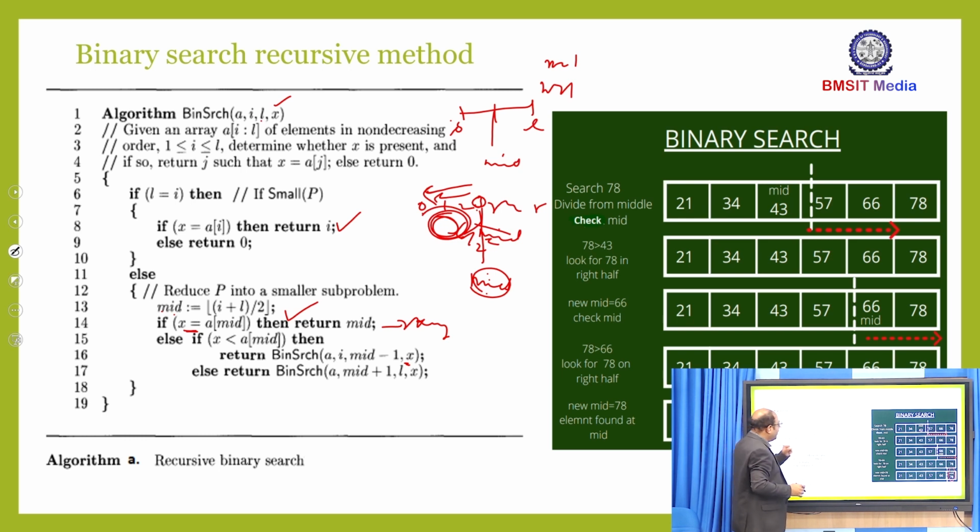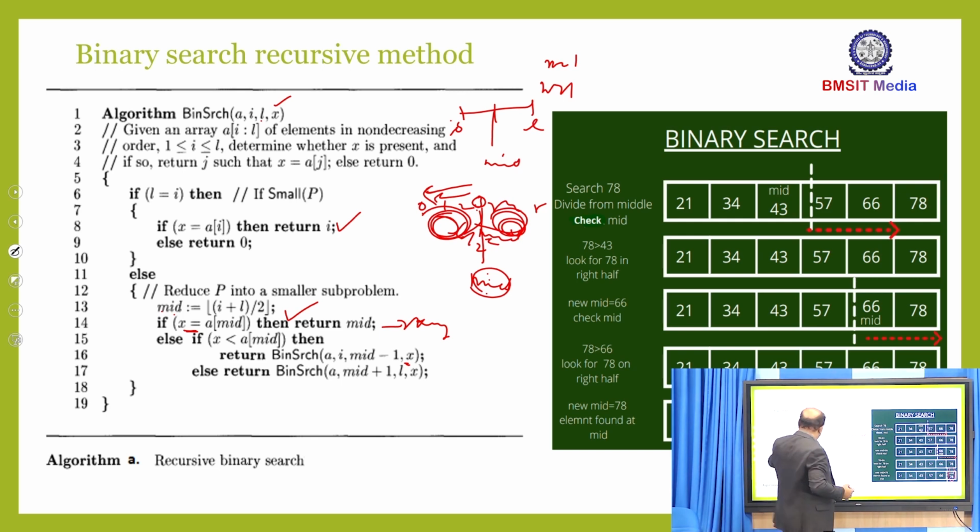Suppose the key element I am looking for is not on the left side, I have to check the right side. In that case, a recursive call goes to binary search, again with array, mid plus 1, comma L, comma x. L is nothing but the highest index value and x is nothing but the key value. So I am going to search the right part of the array to check for the key element.